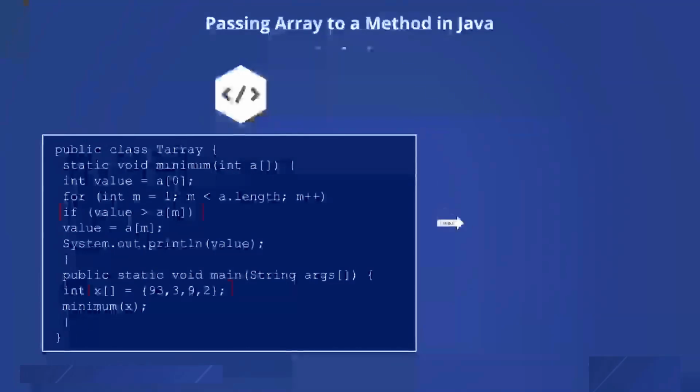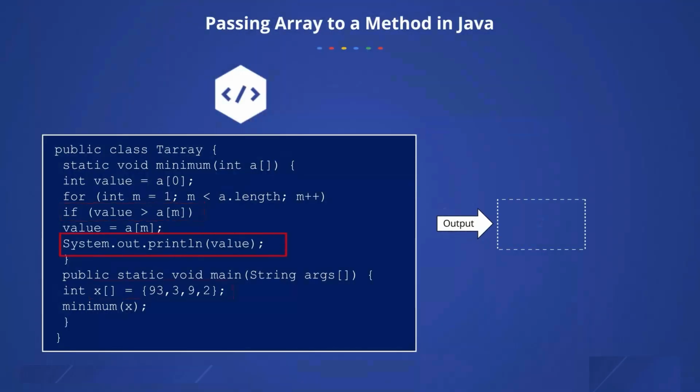Now, since the loop is completed, it will come down and print whatever the value is. And what is the value contained? 2. And that's your answer. So that is how it navigates from one element to another to figure out the negative element.